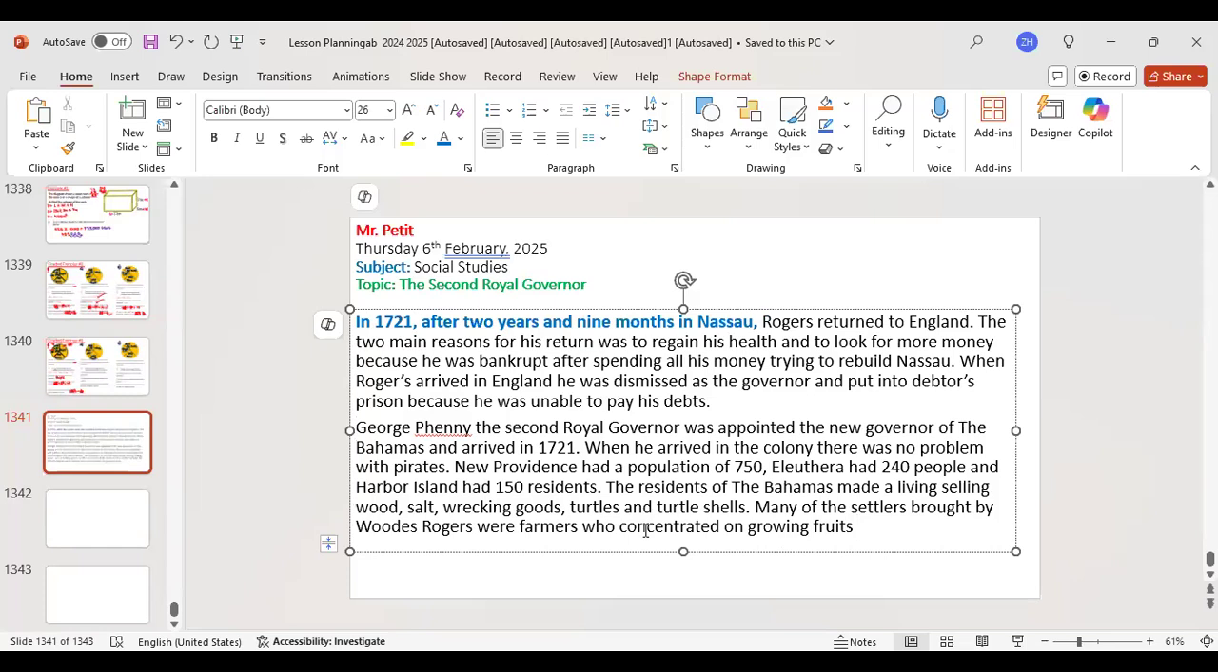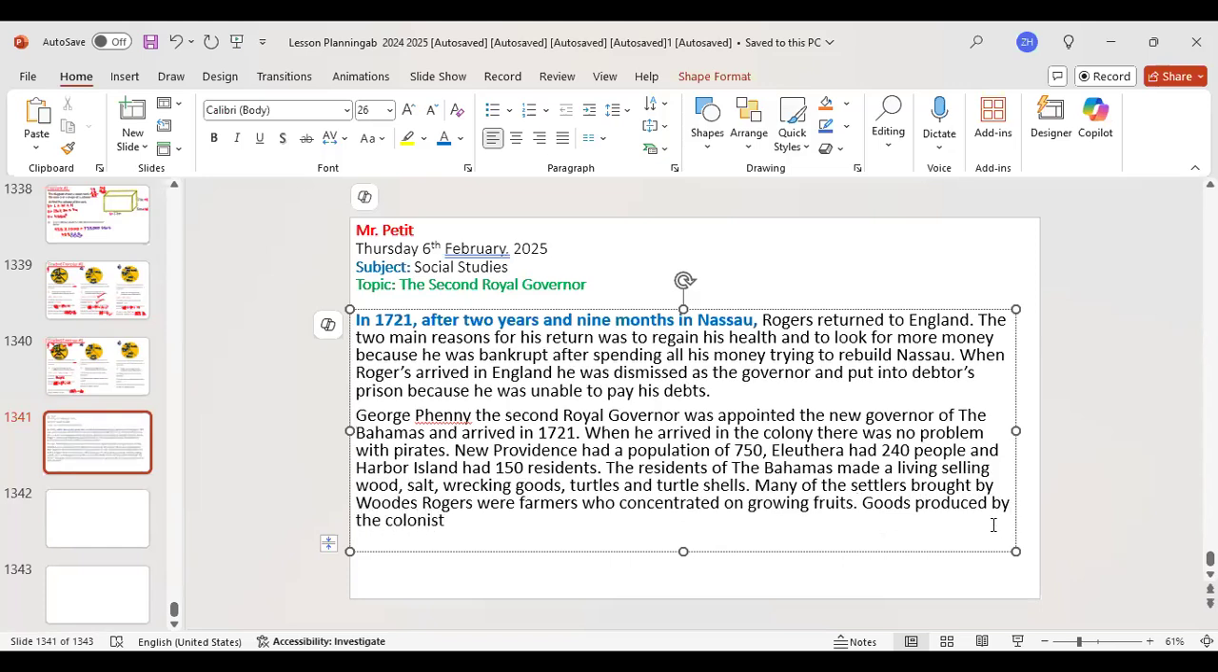But George Finney is going to show them a different way, and that way is going to become popular. So many of the settlers brought by Woodes Rogers were farmers who concentrated on growing fruits. Goods produced by the colonists were exported.